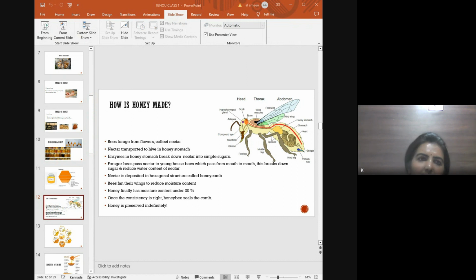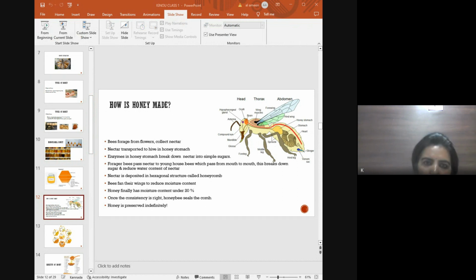It will be passed from one bee to the other, from one mouth to the other, and finally it will be taken and put in the cell. The nectar is deposited in a hexagonal structure called the honeycomb. You know, right? It is a hexagonal structure. So finally, one mouth after the other, it will be put into the hexagonal honeycomb.